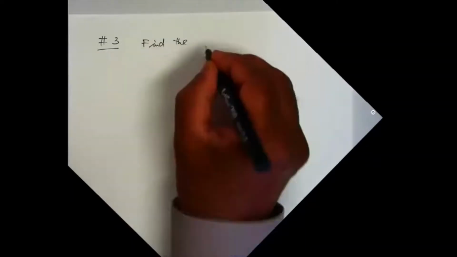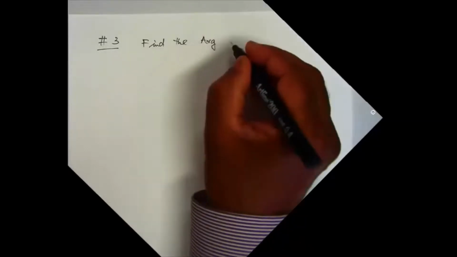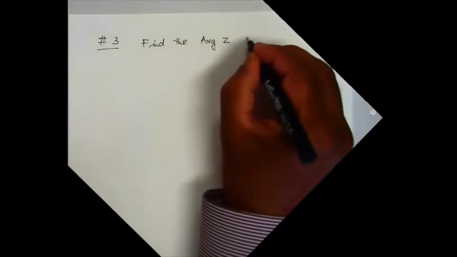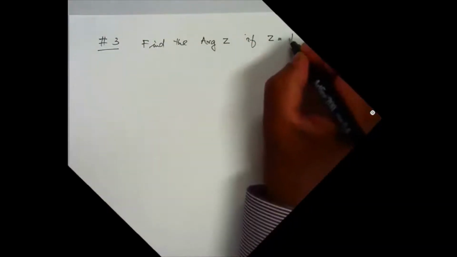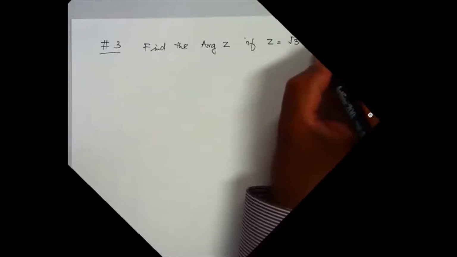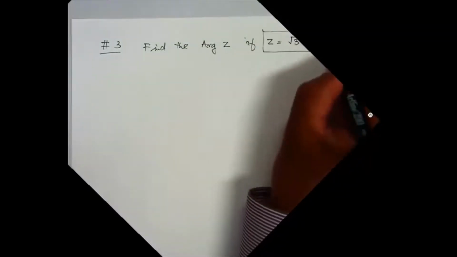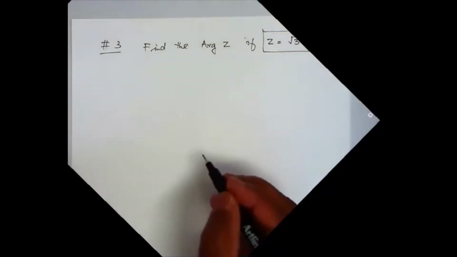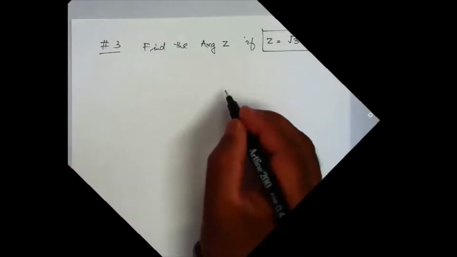Find the argument of z if z is equal to square root 3 plus j3. So this is our complex number. Now we know how to find the modulus of that one. Now we have to find the argument.